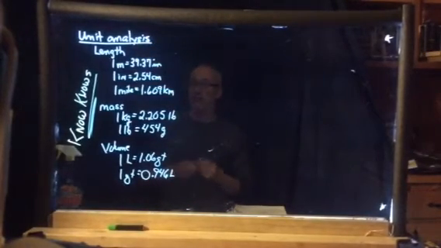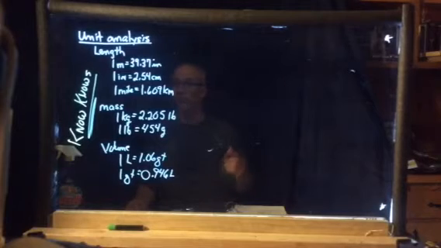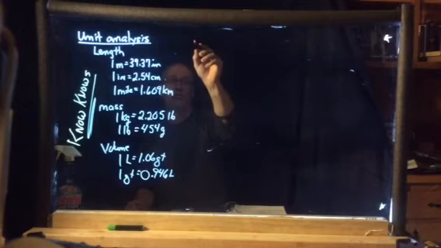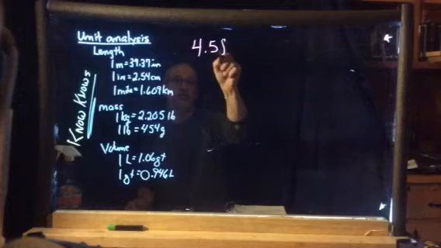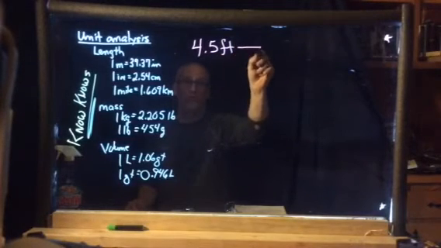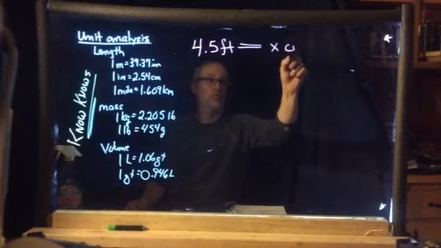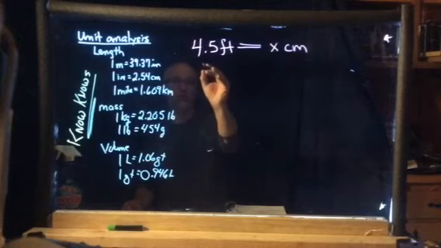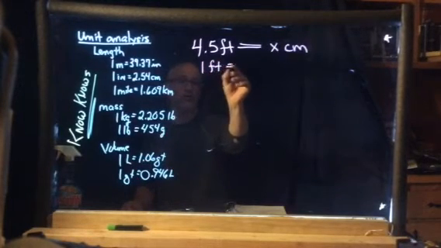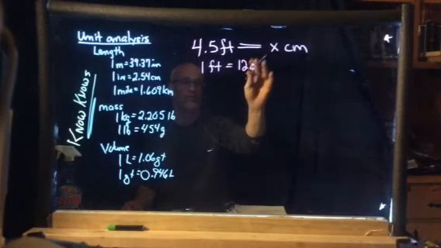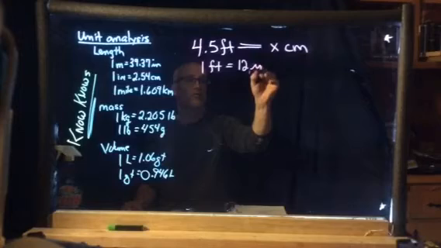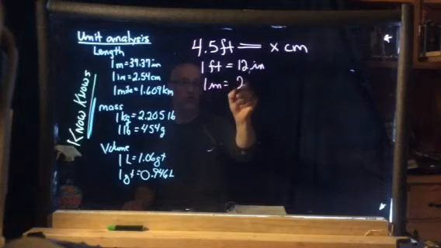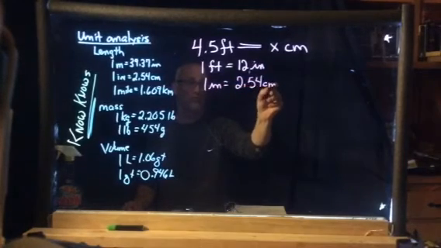So let's say we have 4.5 feet, and I want to go to centimeters. I don't have a foot one over here, but I do know that for every 1 foot there is 12 centimeters, or 12 inches, excuse me. And now I know for every 1 inch there is 2.54 centimeters.